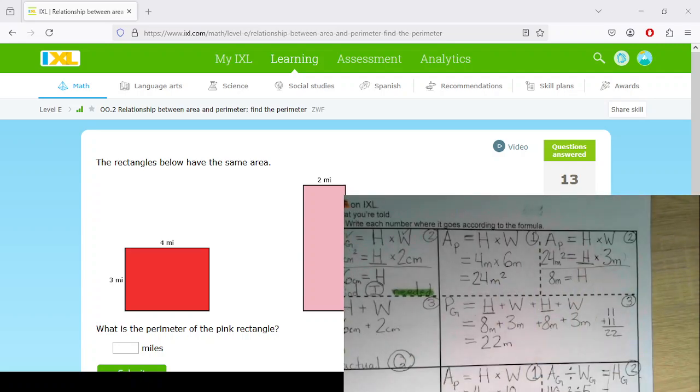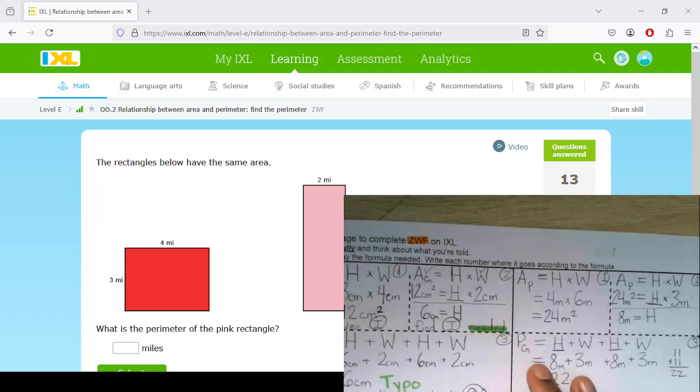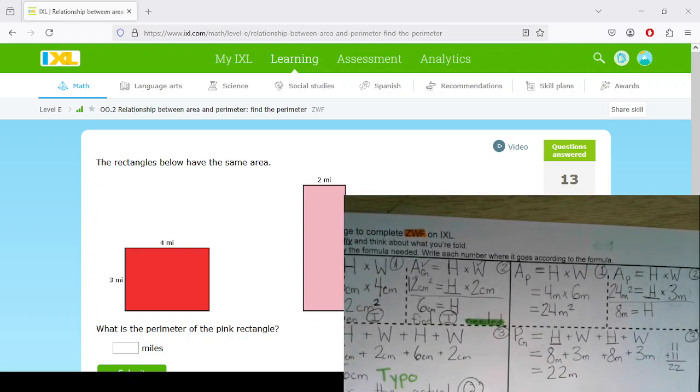So each problem requires you to do all 3 steps. You need to write and say the formula that you need. You need to write each number where it goes according to the formula.